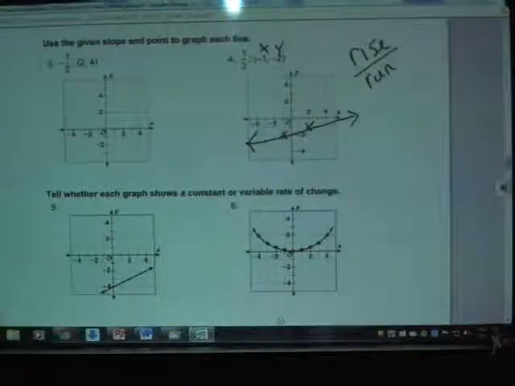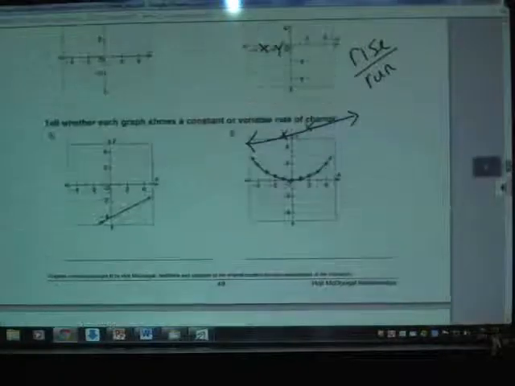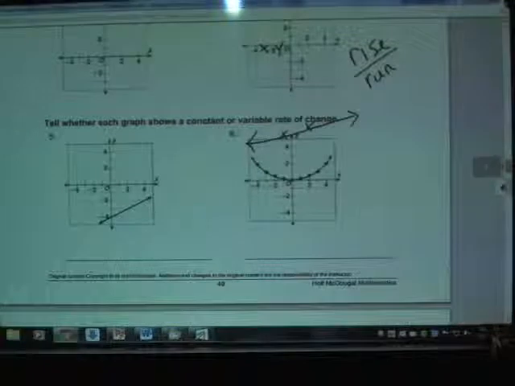All right, let's go down to 5 or 6. Tell whether each graph shows a constant or a variable rate of change. Now, what you have to know here, and what you hopefully remember, is that in order to show a constant rate of change, you have to have a slope that's the same the whole way through. Well, the only way you can even have a slope is if it's a line. That's the only time the rate of change would be constant. So if it's something else, not so much.